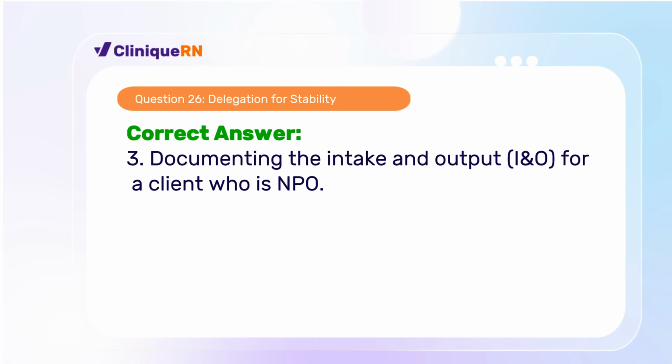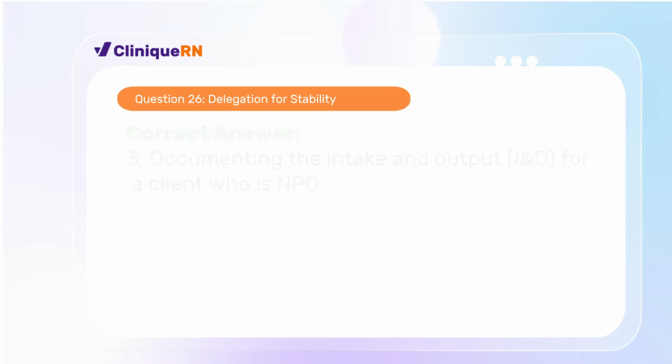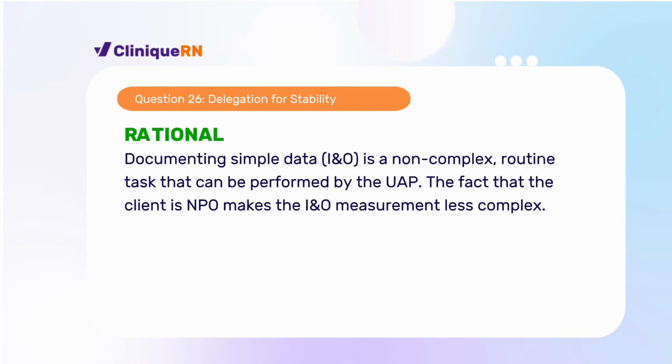The correct answer is 3. Documenting the intake and output, I&O, for a client who is NPO. Rationale. Documenting simple data, I&O, is a non-complex, routine task that can be performed by the UAP. The fact that the client is NPO makes the I&O measurement less complex.